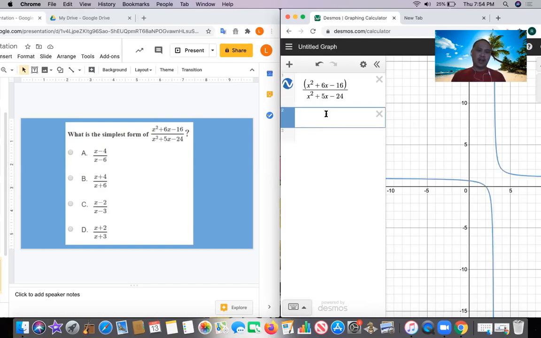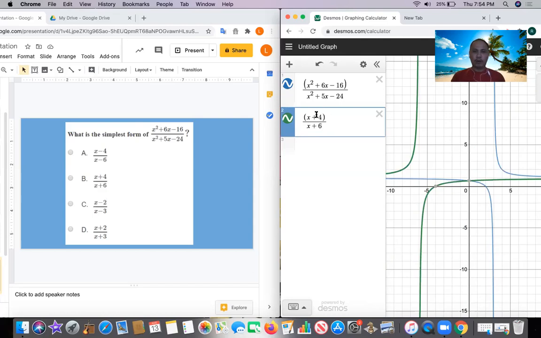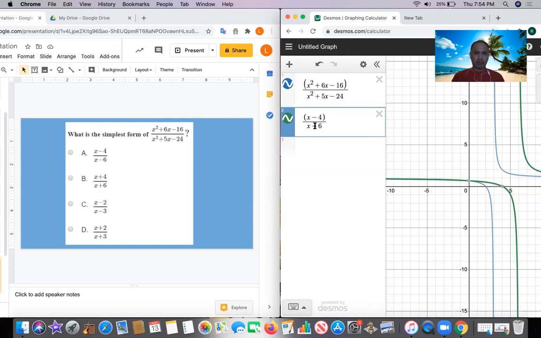So we'll try to check. Let us say B. What if B? x plus 4 divided by x plus 6. It's different. What if we go back to A? Maybe it is the answer. That is x minus 4 over x minus 6. Not the answer. Maybe C. We'll try to choose C. So x minus 2, then x minus 3. They have the same graph. The graph of letter C traces the line of the question. So that is the answer.